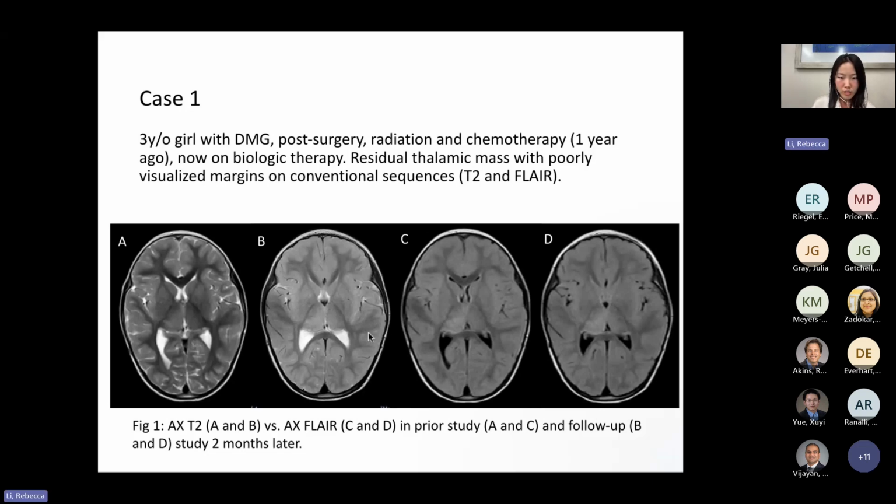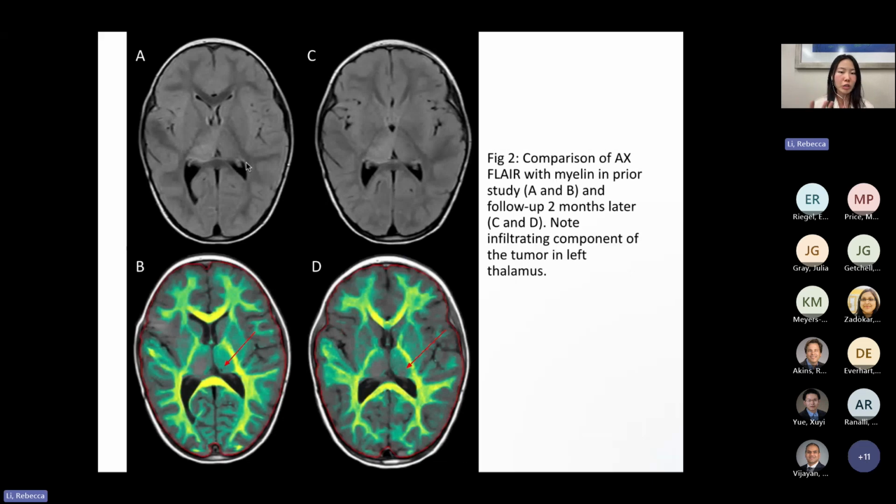However, there's actually an infiltrating component of the tumor in the left thalamus, which is not very easily visualized on the axial FLAIR images. But with the myelin map, we can see that there's that component of the tumor in the left thalamus, and that becomes more obvious on the follow-up study 2 months later, where the arrow is pointing. You can see that there's some amount of growth or expansion of the tumor.